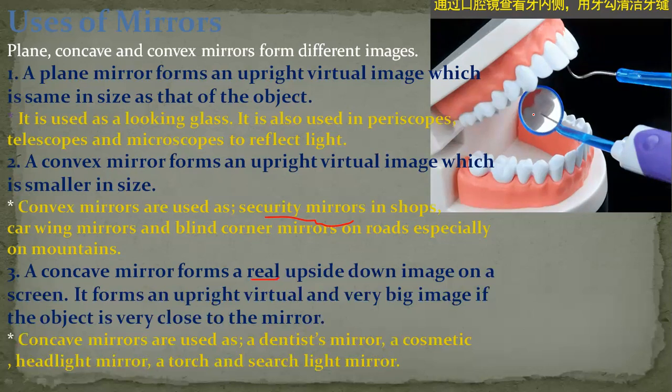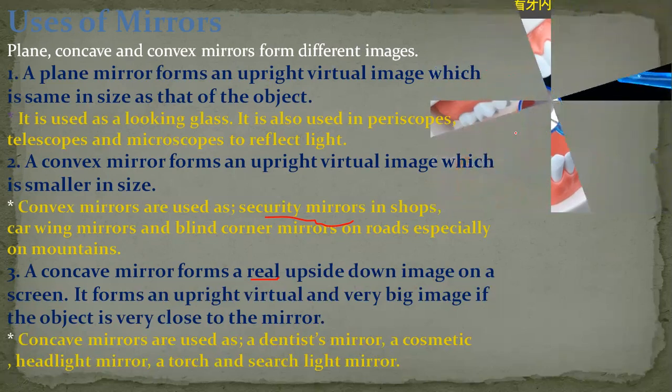There is a difference depending on where the object is placed. If the object is very close, it forms a virtual image, because the image will form at the back of the mirror, and a big image also. But if we take the mirror far away from the object, what will happen, it will make a real upside down image. We will see formation of image in the next slide. And then it is used in the dentist mirror, as you have seen.